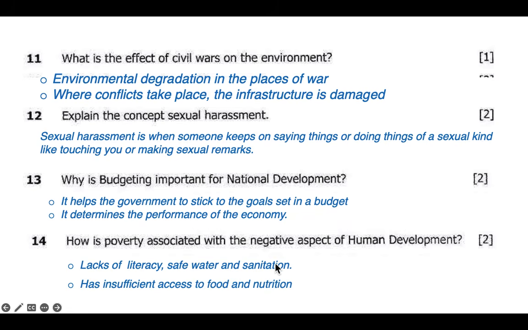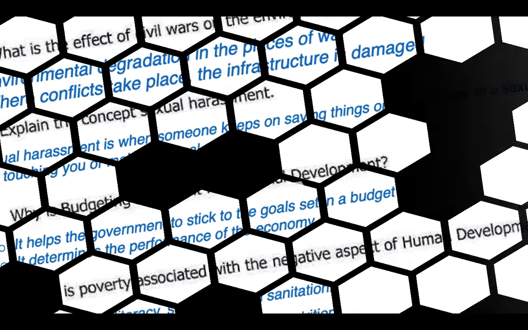Then also we can state there is insufficient access to food and nutrition. Okay, so these are some of the effects associated with poverty. And then also we can say adequate shelter, so there is no shelter for people. Okay, so we have that, and then we go to the other question.